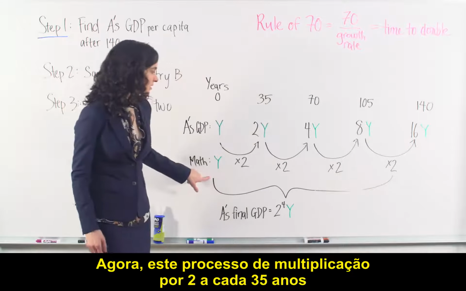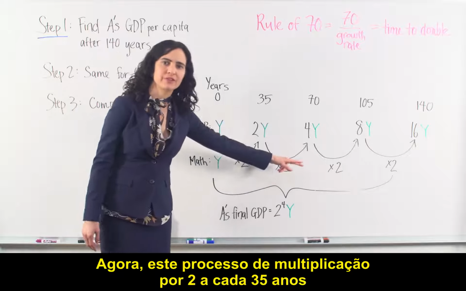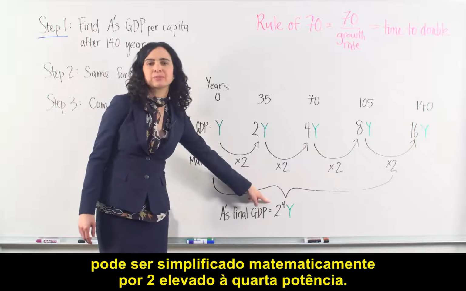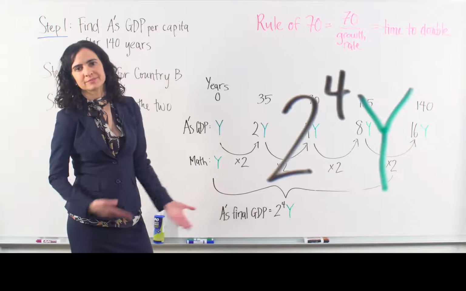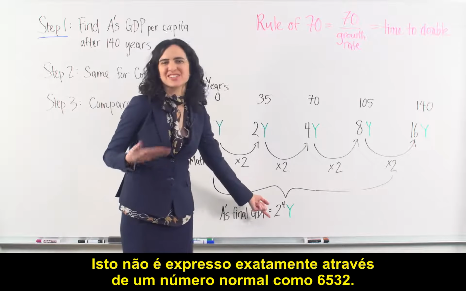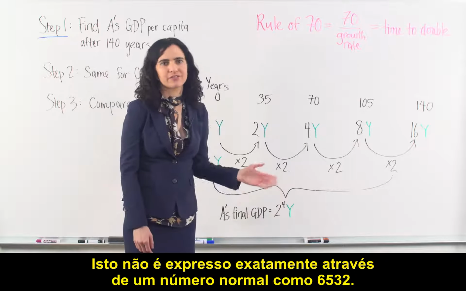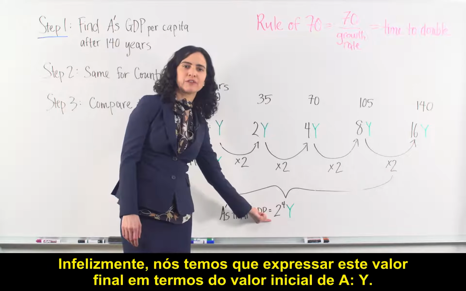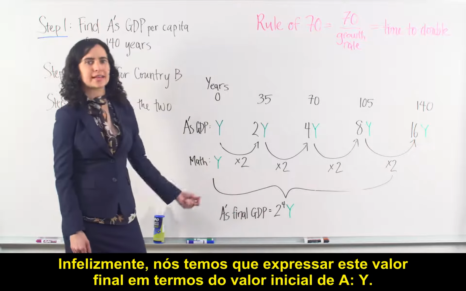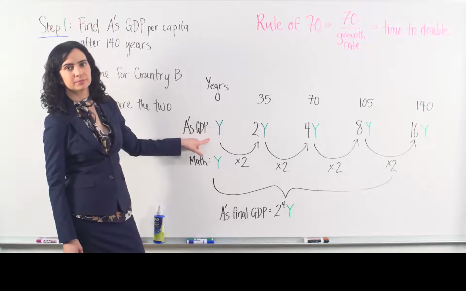Now, this process of multiplying by 2 every 35 years can just be mathematically simplified to 2 to the 4th. So our final answer is 2 to the 4th Y. This isn't exactly expressed in just a normal number like 6,532. Unfortunately, we have to express this final value in terms of A's initial value Y.